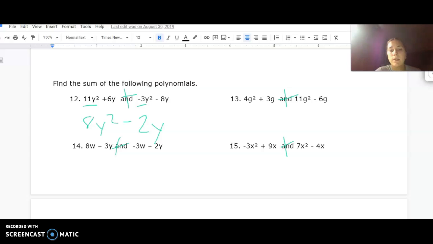Moving on to number 13, I see a g squared and I see g squared. So those can be combined to give us 15g squared. And then our 3g can be combined with negative 6g, leaving us with negative 3g. All right, so moving down to number 14, 8w can be combined with negative 3w, leaving us with 5w. Negative 3y can be combined with negative 2y, leaving us with negative 5y.